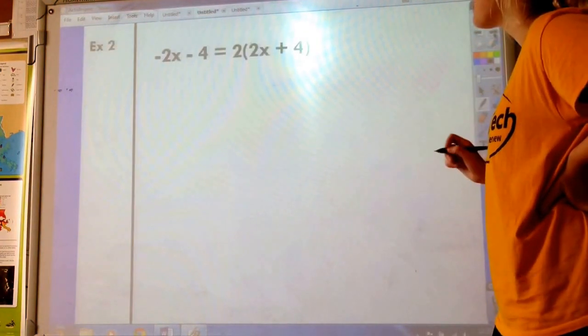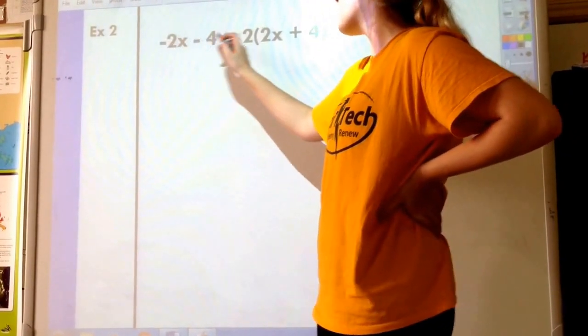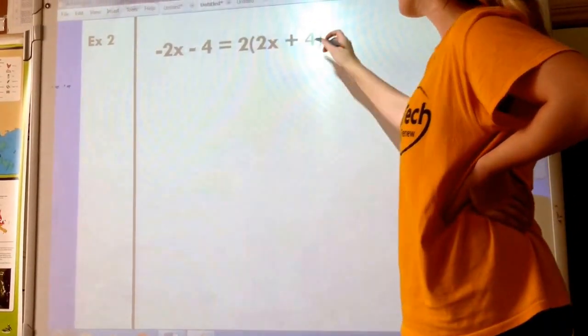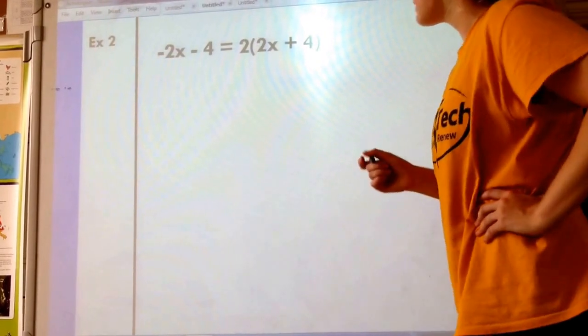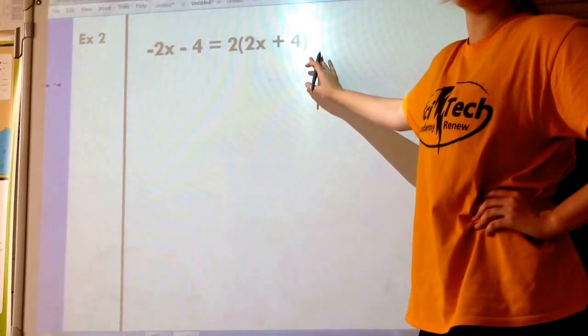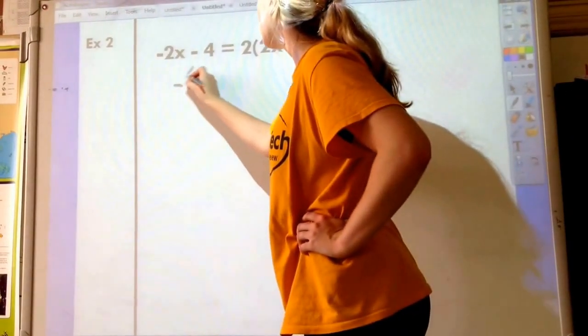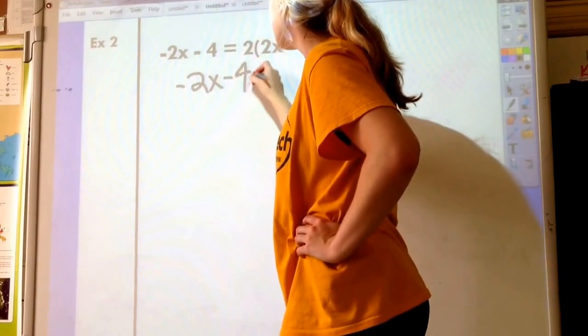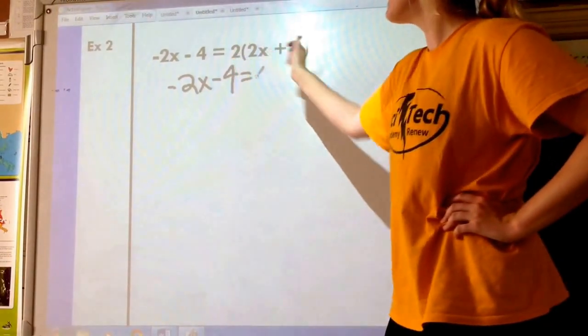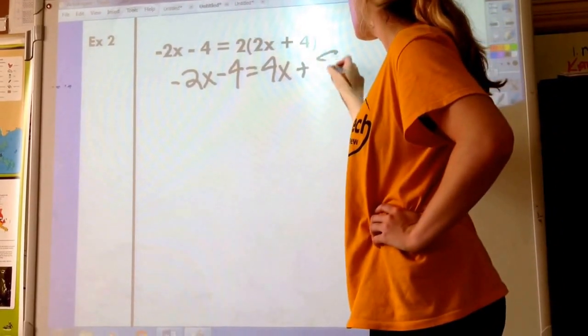Let's do another one. All right, go ahead and write example 2, and then negative 2x minus 4 equals 2 times 2x plus 4. All right, my first step, since it looks like this right side of the problem I'm going to have to distribute, is to do the distributive property. So let's rewrite our left side. And then 2 times 2x is going to give me 4x. And then 2 times 4 is going to give me 8.